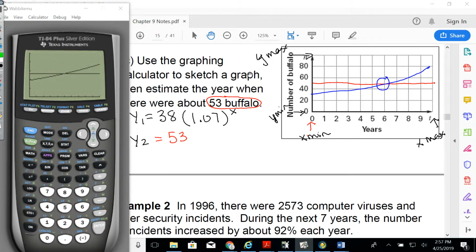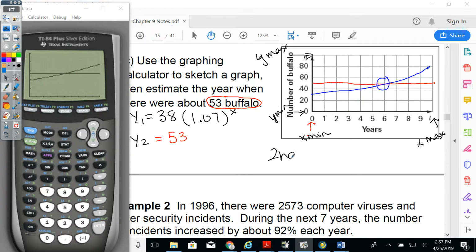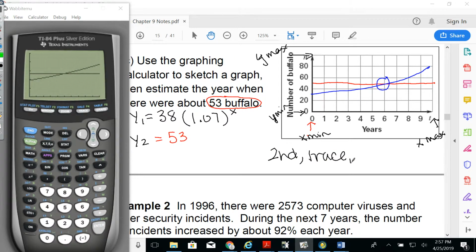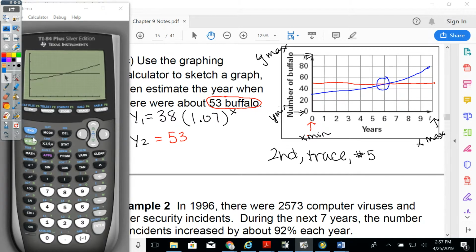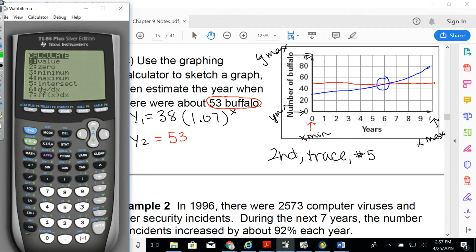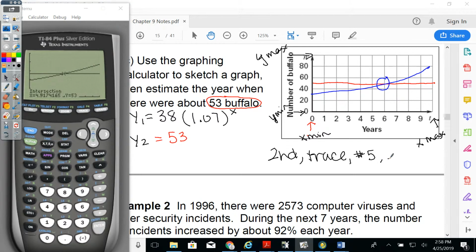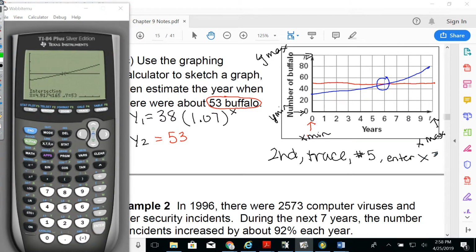So if we remember how to find the intersection in the calculator, I'm going to write it down here. You do second, trace, and then it's number 5 to calculate the intersect. So second trace, number 5 is the intersect one. And then we can just do enter, because they each only have one piece. So enter 3 times. So then we get that x is 4.917. I'll just put 4.92. And this is years.